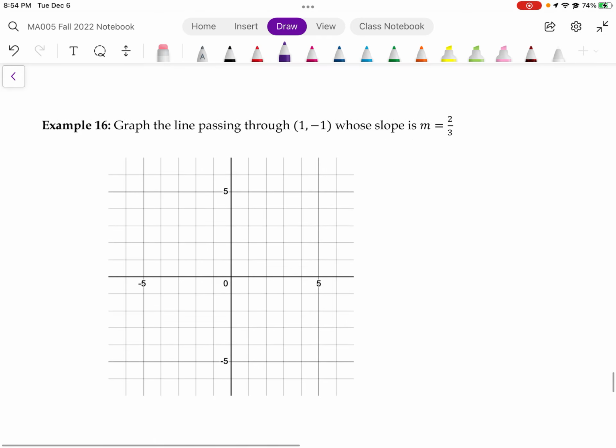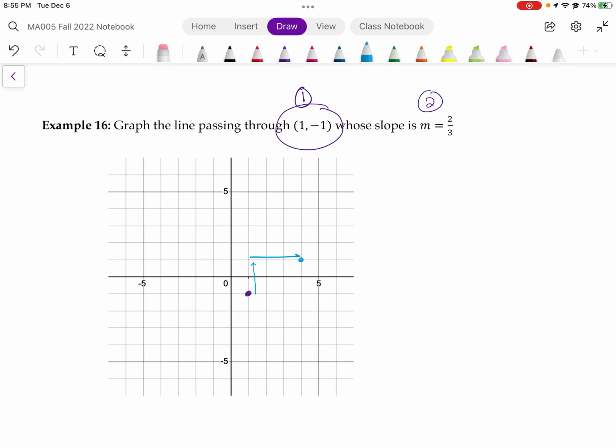So graph the line passing through (1, -1), whose slope is m equals 2/3. Okay, so first we have to start here. That is step 1. Okay, (1, -1) is right there. All right, step 2 is count up and over. So I'm going to count up 2, so up 2, right 3.